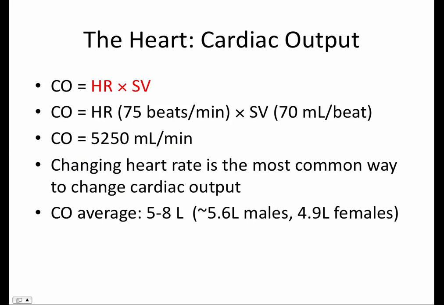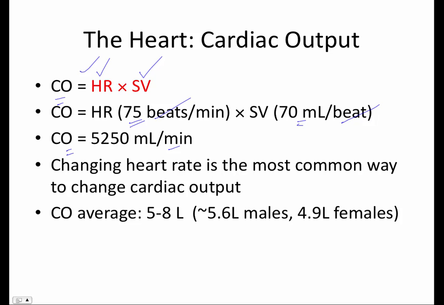Now, how do we calculate cardiac output? You're going to multiply your heart rate by your stroke volume. So if you have a heart rate of 75 beats per minute and your stroke volume is 70 milliliters per beat, the beats cancel out, so your cardiac output is going to be about 5.25 liters per minute.